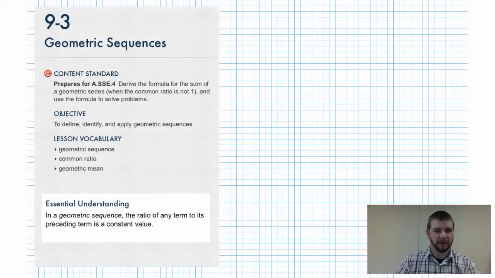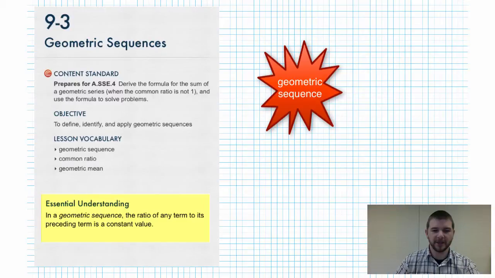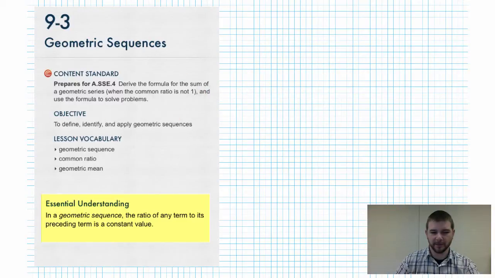Section 9.3, Geometric Sequences. The objective of this section: to define, identify, and apply geometric sequences. Lesson vocabulary: geometric sequence, common ratio, geometric mean. An essential understanding: in a geometric sequence, the ratio of any term to its preceding term is a constant value.